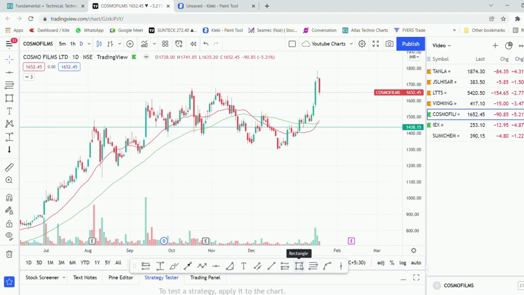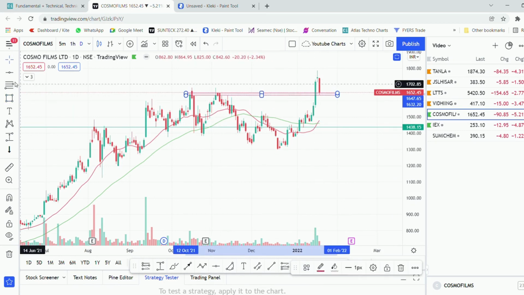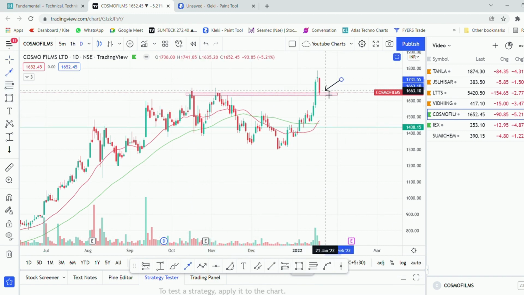Looking at the next example in our watch list is Cosmo Films. As we can see, the stock has broken out of a 52-week area and has retested the area today. Now we should always wait for a confirmation candle on the retest area to be on the safer side, and hence you can take a trade once there is a green candle forming above the support area.